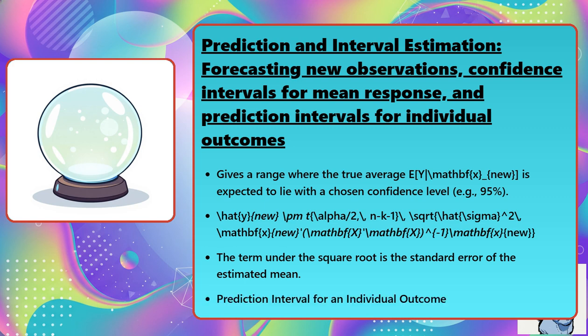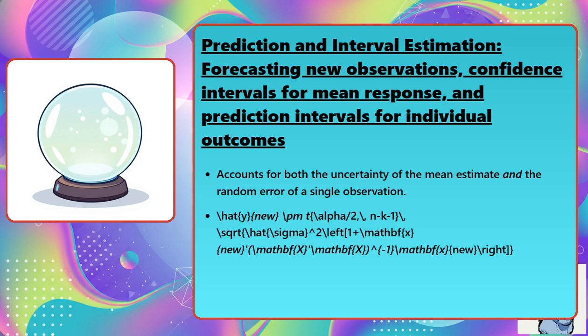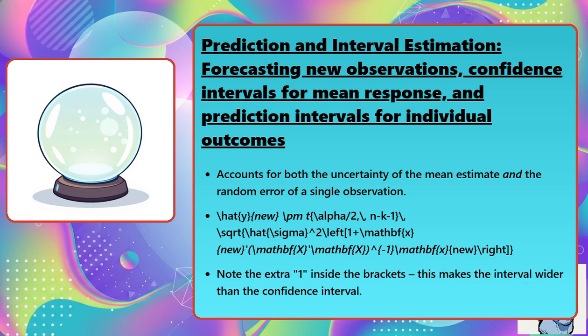Prediction interval for an individual outcome accounts for both the uncertainty of the mean estimate and the random error of a single observation. Y hat sub new plus or minus t sub alpha over 2 comma n minus k minus 1 times the square root of sigma hat squared times open bracket 1 plus x new prime left parenthesis x transpose x right parenthesis inverse x new close bracket. Note the extra 1 inside the brackets. This makes the interval wider than the confidence interval.